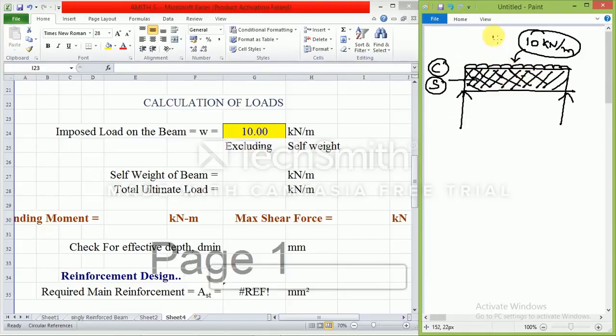So now you know the difference. Imposed load is the external load acting upon the beam, and the self weight is the amount of matter contained in the body, that is the beam. Beam is made up of concrete and steel, so it holds the self weight. So how to calculate the self weight? Self weight of the beam will be equal to density of the concrete into width of the beam, which I'll represent as B, and depth of the beam.